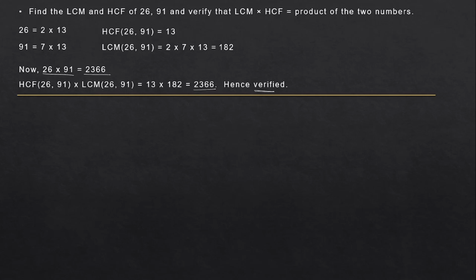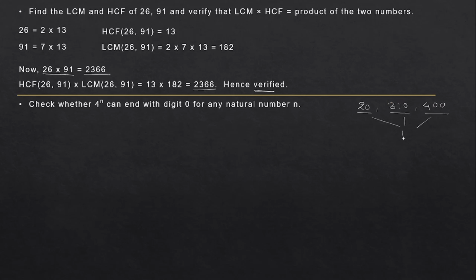Hope understood? The next kind of question which we see in this chapter is, check whether 4 power n can end with digit 0 for any natural number n. Now, n can be 1, 2, 3, 20, 60. We have to check whether this value, when simplified, will end with a digit 0. Now, very simple question. What kind of number will end with a digit 0? A 20 or a 310 or a 400? If these are the numbers which end with 0, what is one common factor present in all three? One common factor in all three is 10.